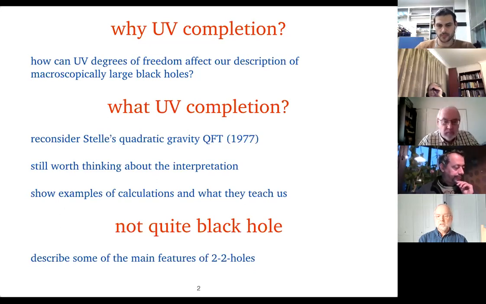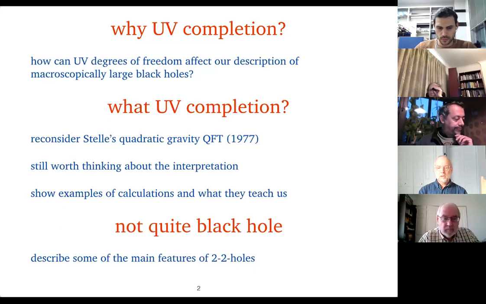So with this UV completion, then I can get back to this not quite black hole, which comes out of this quadratic gravity theory, at least the classical version of it, and describe some of the main features of 2-2 holes.